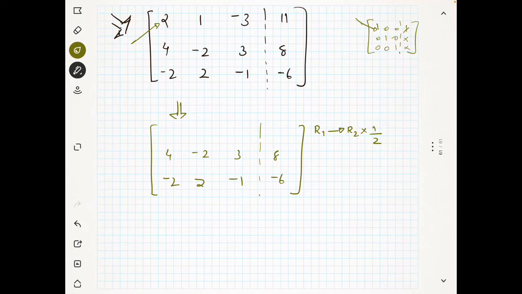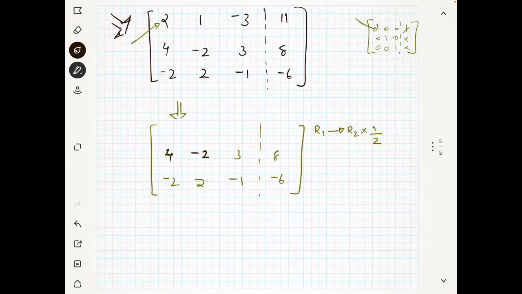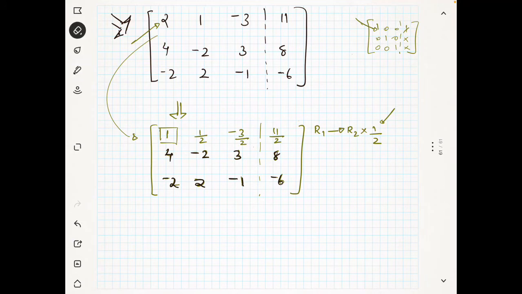So then you see here that there is no change in the other rows. I will use black color for something which is not changing. This is minus 1 and minus 6. But you see row 1 is going to change now. I am going to multiply this with 1 by 2. So this becomes 1, this becomes 1 by 2, this becomes minus 3 by 2 and this becomes 11 by 2. So I got 1 here, right? This is the advantage of multiplying with 1 by 2.